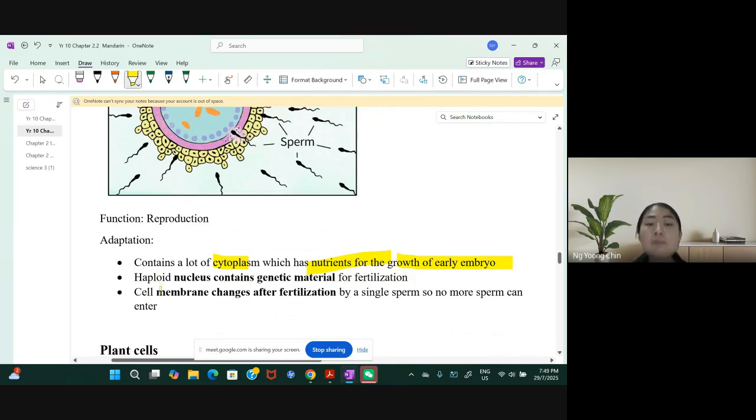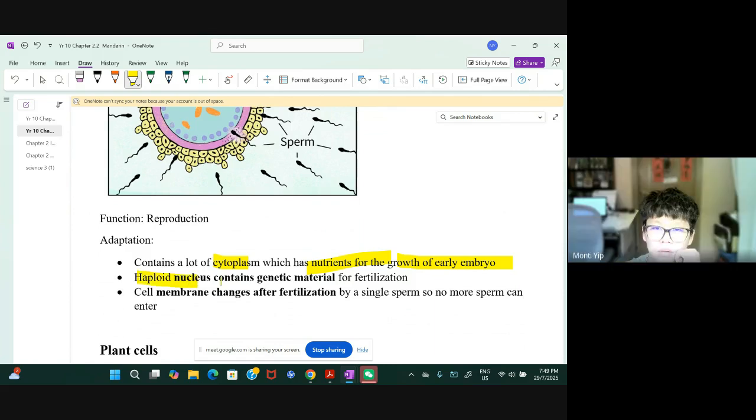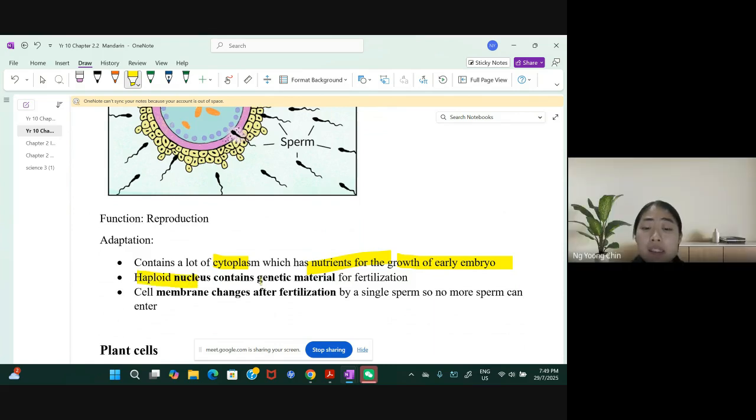Okay, and same as the sperm cell, in the ovum they also have a haploid nucleus. This haploid nucleus contains the DNA, which is genetic material, so they can undergo fertilization later. And then the most important point you need to know is this one. What does the ovum do? So, Monty, I ask you, we want to produce a zygote, right? For a zygote, we need one sperm and one ovum, right? Correct.